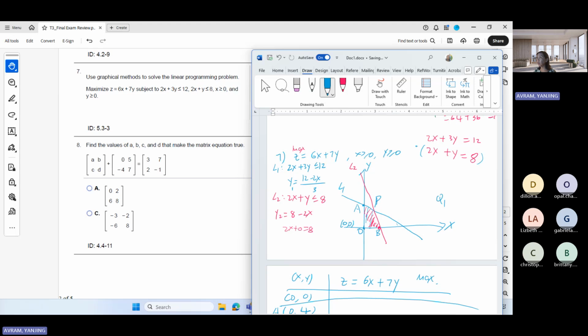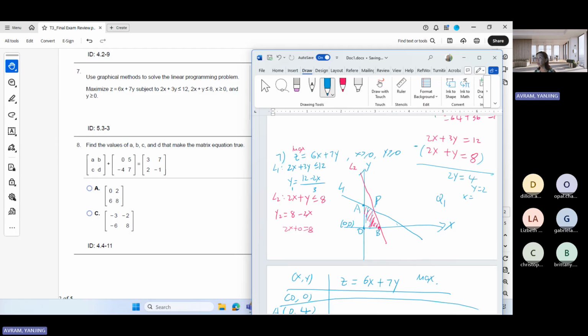You just multiply this by -1 and do the addition, right? So the 2x will be canceled out. 3y minus y will be 2y. 12 minus 8 will be 4. So y will be 2, right? And then you plug it into the first one right here.